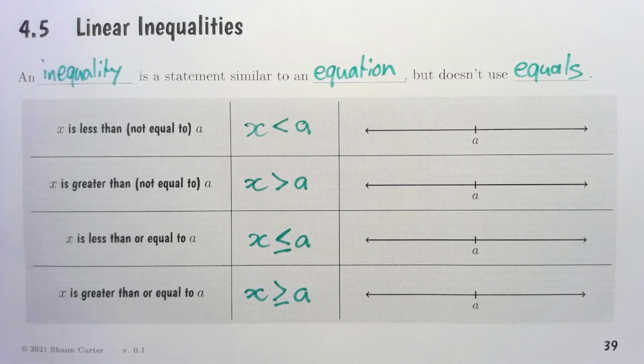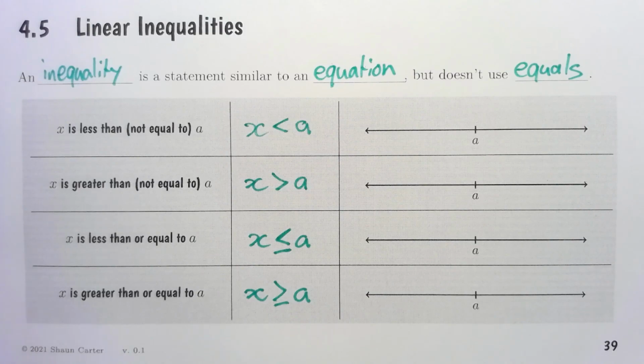Now, to be clear here, these don't represent x having one particular value, like it would if we said that x was equal to a. x can be a range of different values. So to represent that, we can draw it on a number line.